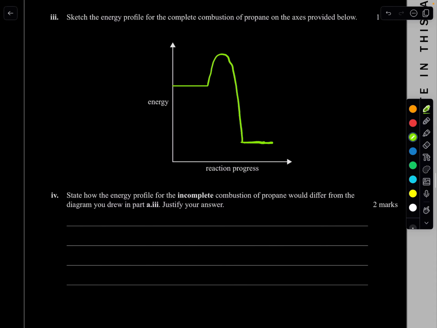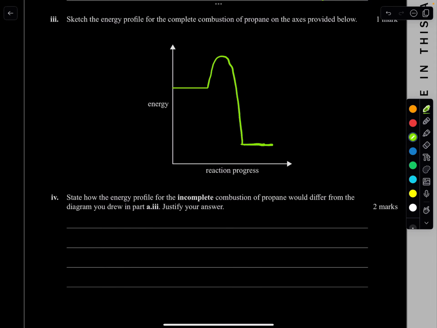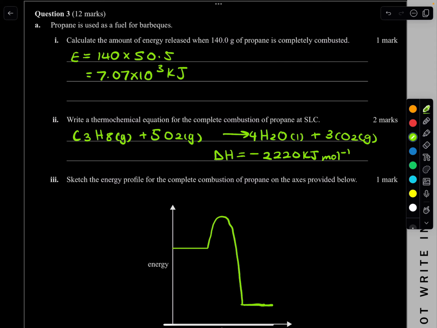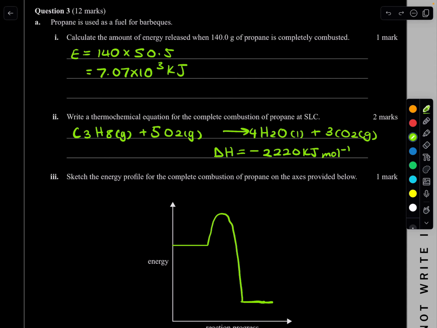So the one that we drew was a complete combustion. Remember, what is incomplete combustion? Incomplete combustion is where you have a limited oxygen supply, so you don't fully oxidize propane. If you have an incomplete combustion, you don't release as much energy. Have you ever seen in exam questions where this is the complete combustion of propane, this is the energy that's going to be released, but for the same propane in an incomplete combustion, this here is less because we're releasing less energy? Why? Because propane is partially oxidized. It's not fully oxidized because we only have a limited supply of oxygen. That's why it is an incomplete combustion.